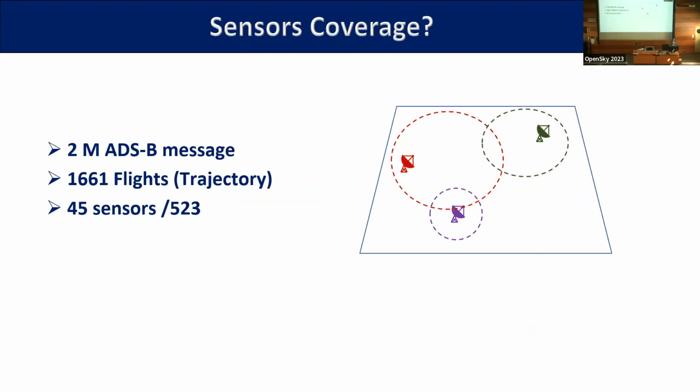For evaluation, we use one day of data: 2 million ADS-B messages, from which we got 1,661 flights or trajectories, and we were getting 45 sensors. I used all the data from OpenSky because at the beginning, when we asked for the location of the sensors, it was so critical to get the location because it's sensitive information. So we just played with the old data from OpenSky, and for the area that we are targeting, we only got 45 sensors, and we use the locations for these 45 sensors.